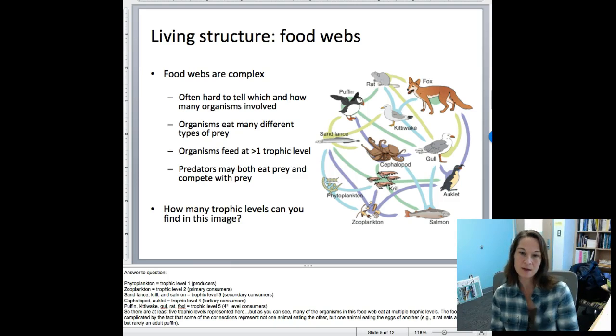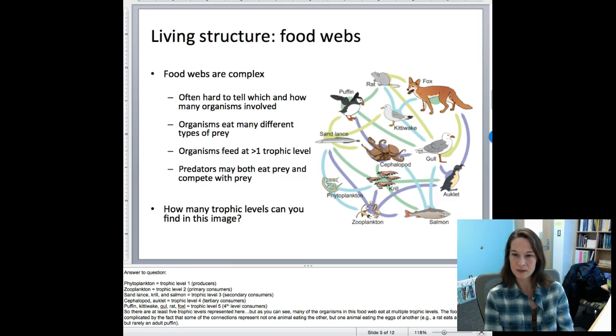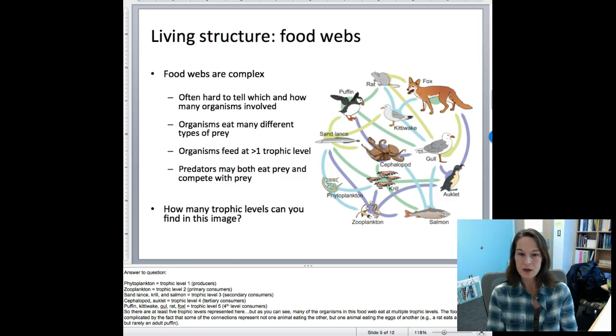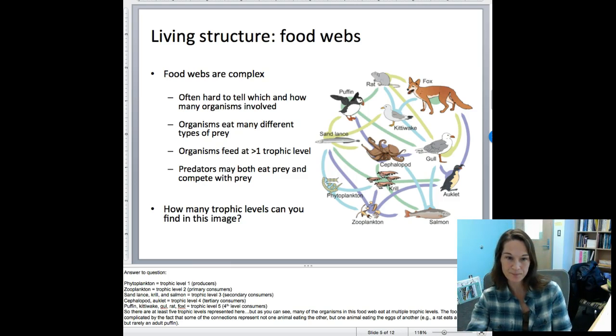this diagram represents. And I'll let you read down below, but basically there are 5 trophic levels represented here, although you could argue that some species represented here actually represent more than just one trophic level.